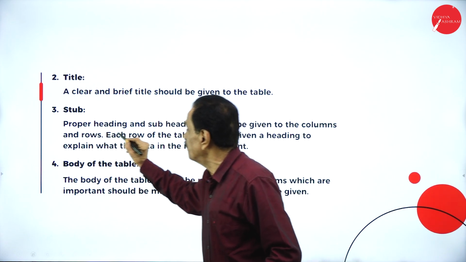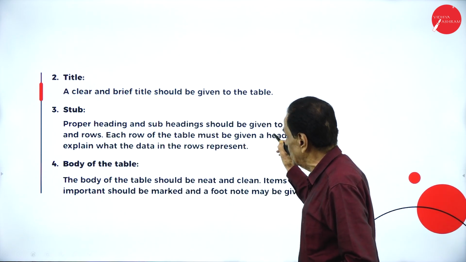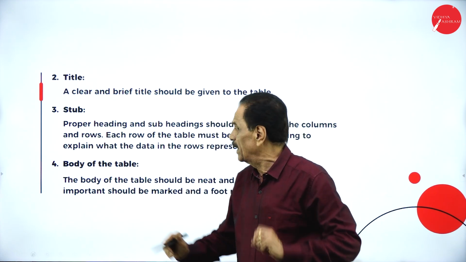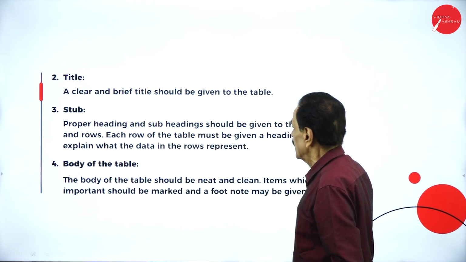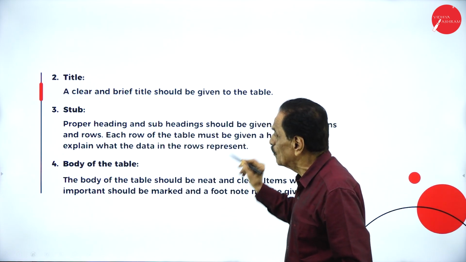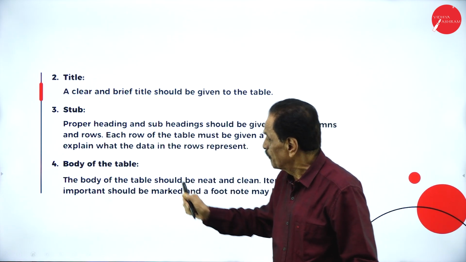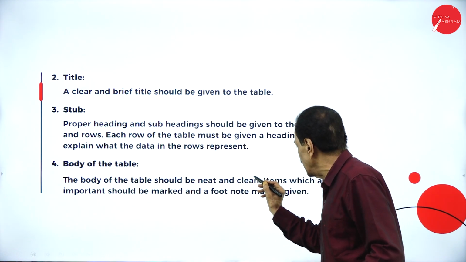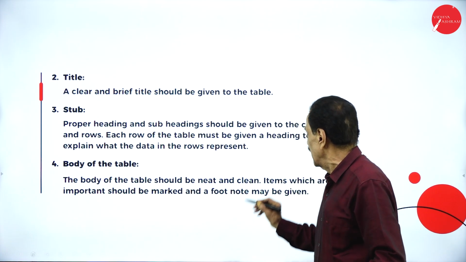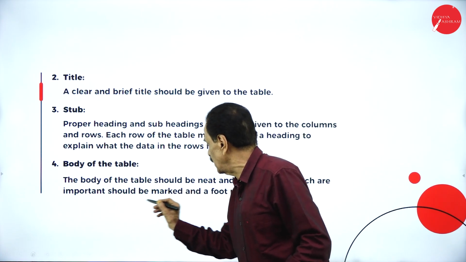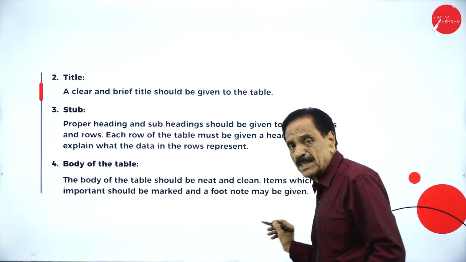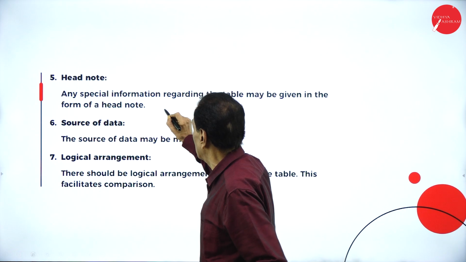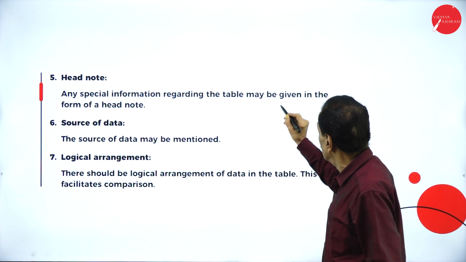Next, proper heading and subheading should be given to the columns and rows. Then the body of the table. The body of the table should be very neat and clean, and items which are important should be marked and a footnote may be given. Then the head note. Any special information regarding the table may be given.